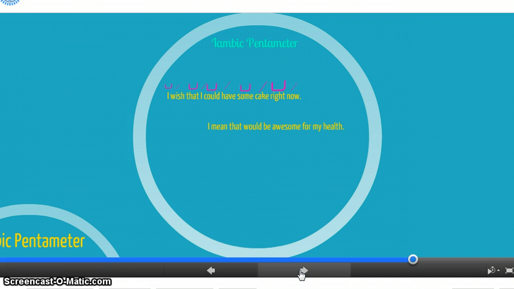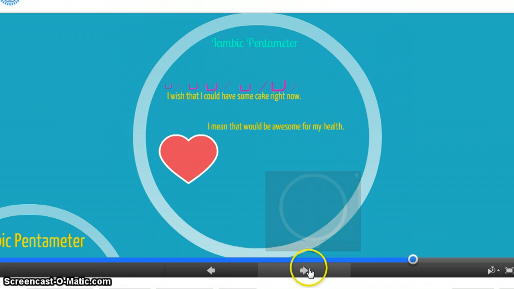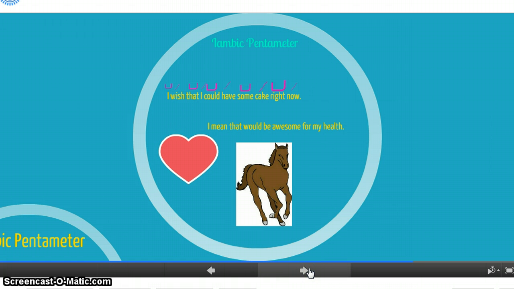Also, iambic pentameter kind of sounds like the beat of a heart. So if I read this line again, you can kind of hear the beat of my arteries clogging up. I wish that I could have some cake right now. Or it sometimes sounds like a horse galloping around. So sometimes authors use iambic pentameter just to sound poetic, but like regular speech. Sometimes they use it to mimic this heartbeat sound or this horse sound.